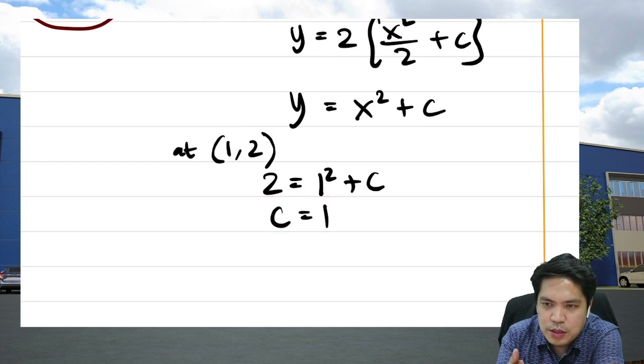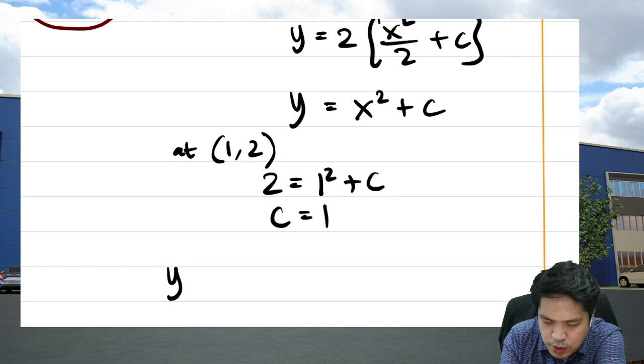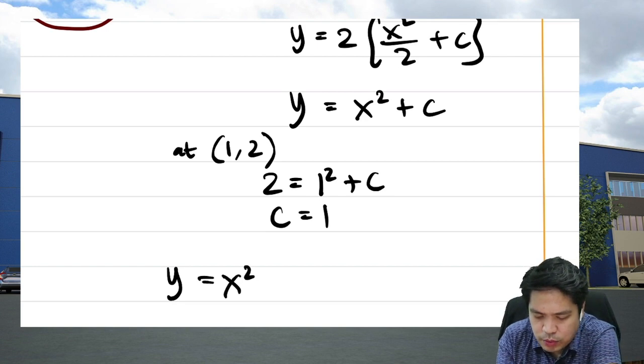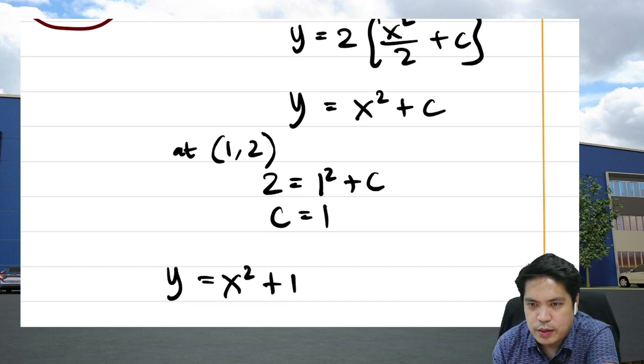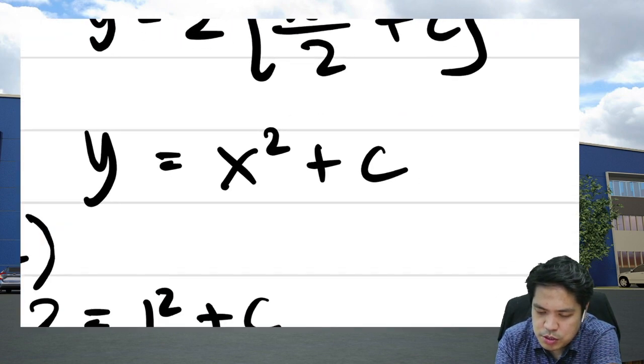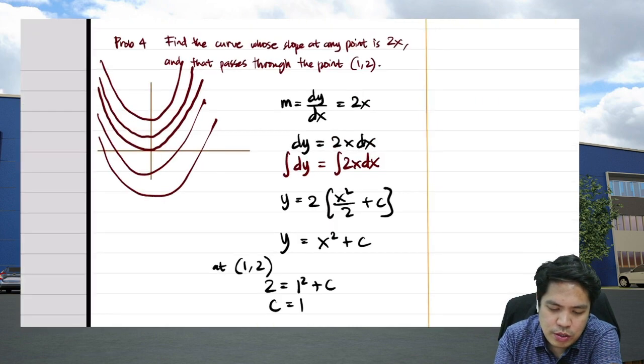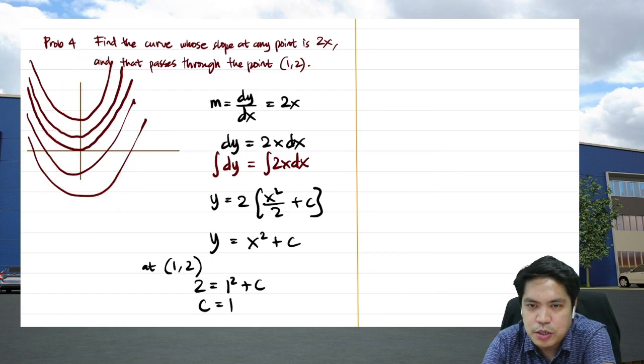So therefore, the particular curve that we are looking for is y equal to x squared plus 1. That is our answer. Very easy. You can try it in Desmos. You can graph this at the Desmos. Then you can try different values of c. Then you'll get a graph similar to this.